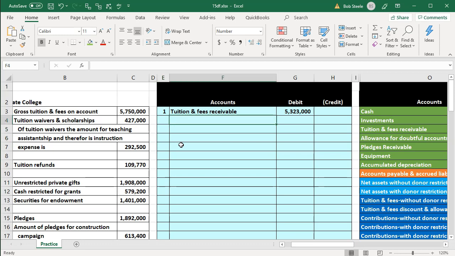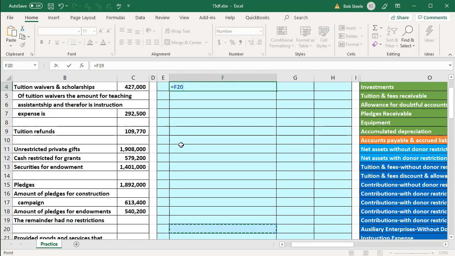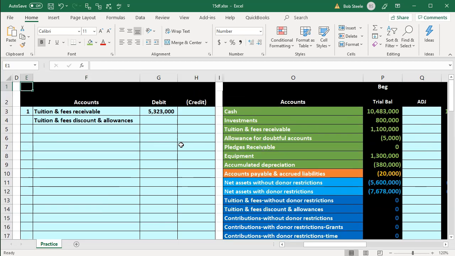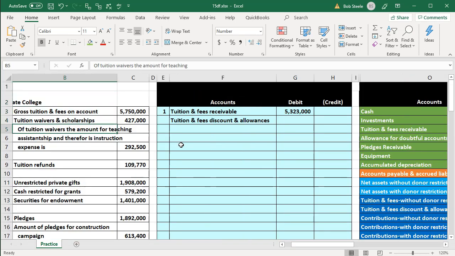All right, so the second account, scrolling down, we're going to pick up the tuition and fee discount and allowances. This is going to be kind of like a contra income type of account. So it's going to be a debit balance account acting similar to an expense, but more like a contra income account.